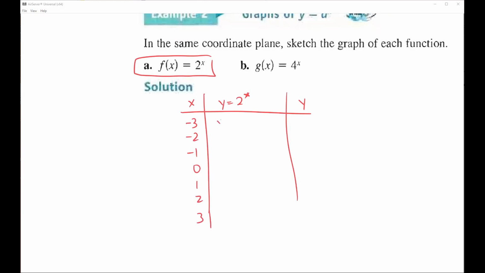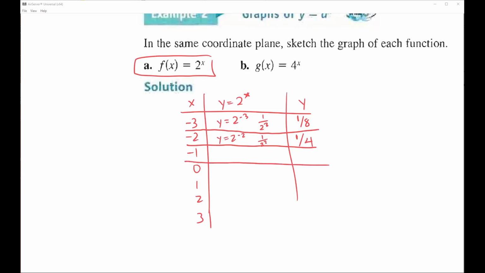So y is equal to what? 2 to the -3 power. What's 2 to the -3 power equal to? 1 over 2 to the third power, which is equal to what? 1 over 8. You guys see that? What about this one? Y is equal to 2 to the -2 power, which is 1 over 2 squared, which is what? 1 over what? 4. Good. Are we getting this? All right. Let me know if you are having trouble.